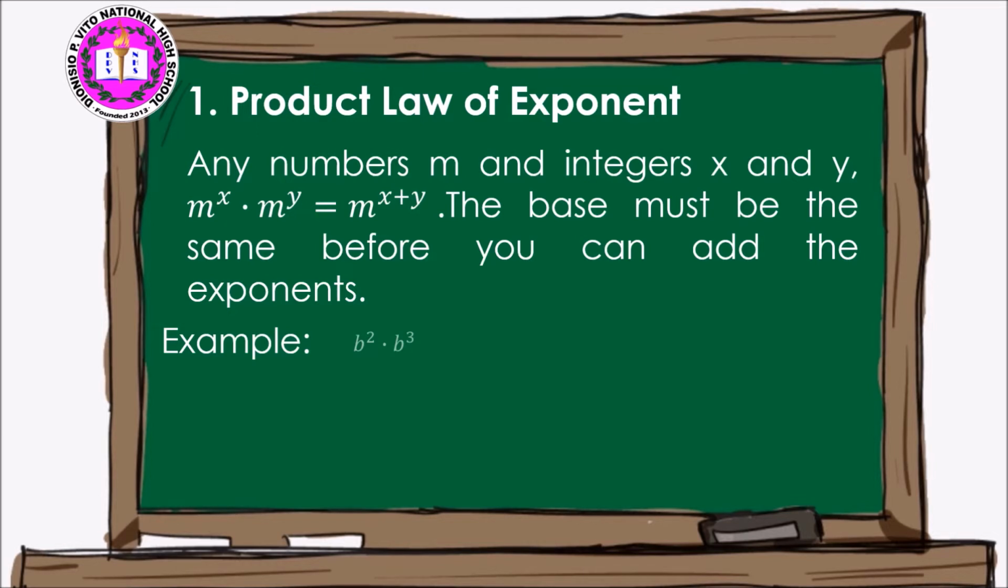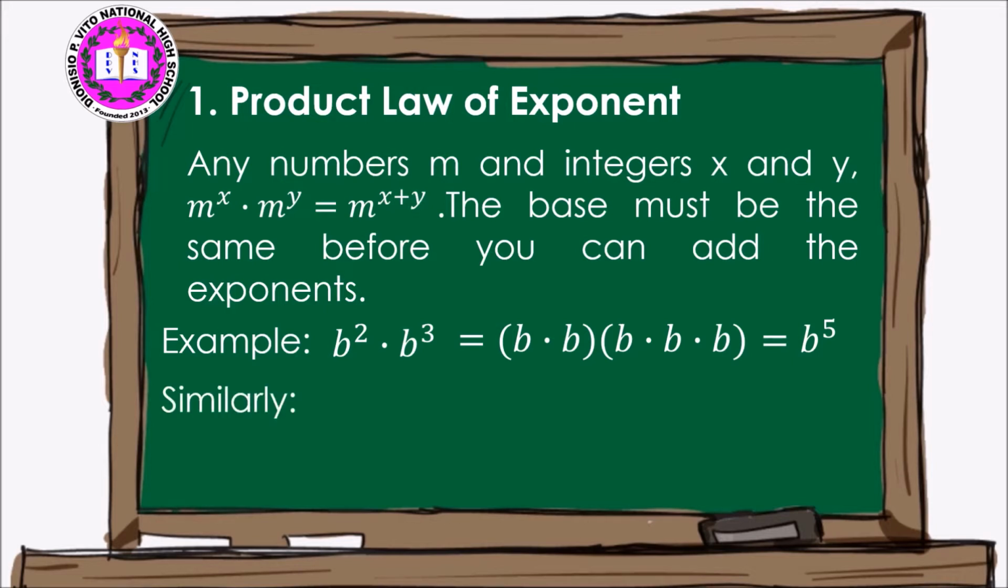For example, b squared times b cubed is equal to b times b times b times b times b, which is equal to b raised to 5. Similarly, b squared times b cubed is equal to b raised to 2 plus 3, which is equal to b raised to 5.